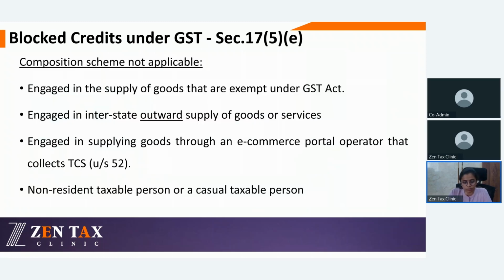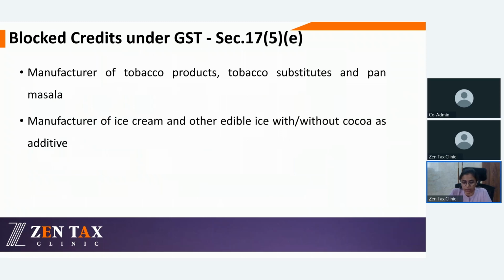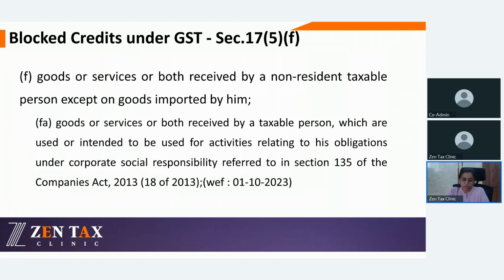So going forward with respect to 17(5)(F). This basically talks about the non-resident taxable person. That is, if there is a non-resident taxable person who is purchasing goods or availing services, then he'll not be eligible to avail the ITC. So that comes under blocked credit.